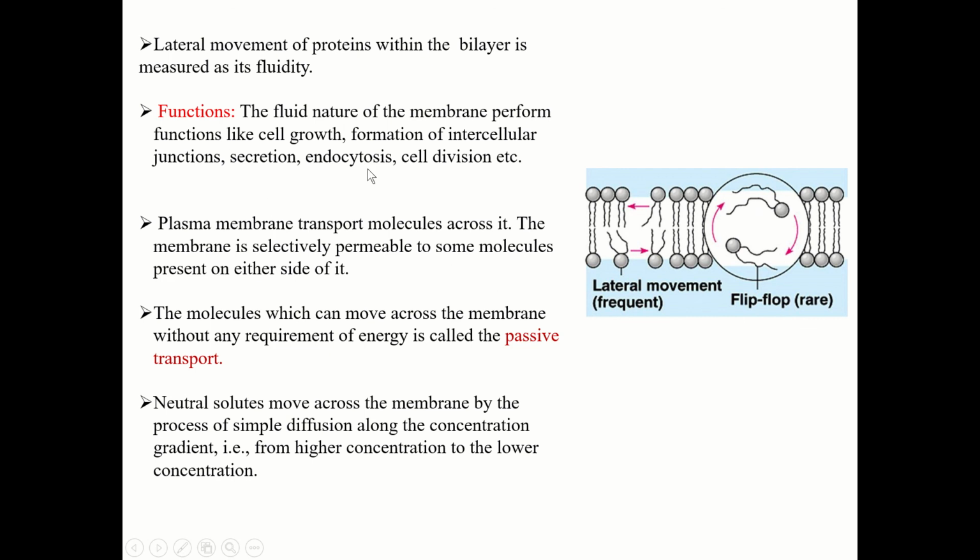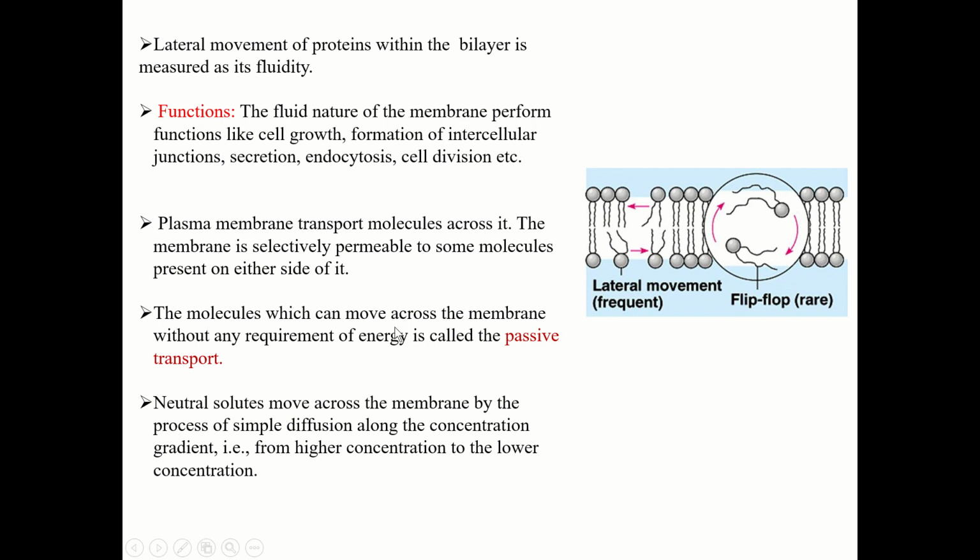Now the functions of the lipid bilayer or the membrane. The fluid nature of the membrane performs functions like cell growth, formation of intercellular junctions, secretion, endocytosis and cell division. The plasma membrane transports molecules across it. The membrane is selectively permeable to some molecules present on either side of it. That means it allows only certain molecules to pass through it, and the protein molecules act as a channel in passing the molecules.